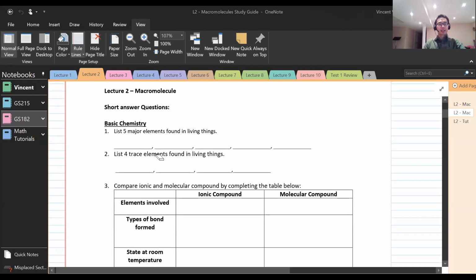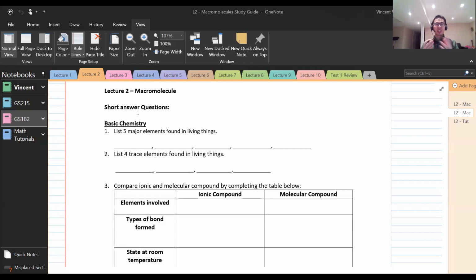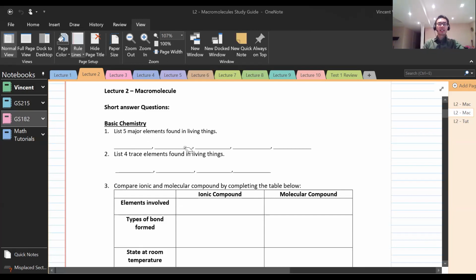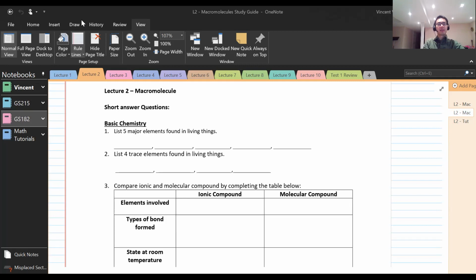First question, let's start with some basic chemistry. This lecture is both biology and chemistry, a little bit of biochemistry if you will. So we need to start with some basic chemistry knowledge before we can do the biology stuff. So here, first question: list 5 major elements found in living things.